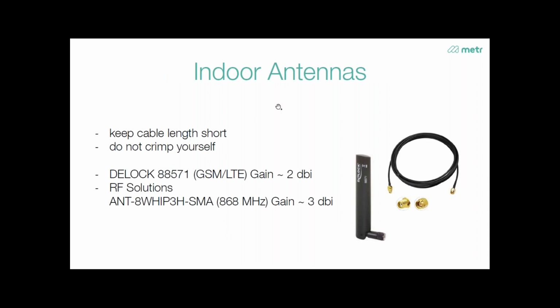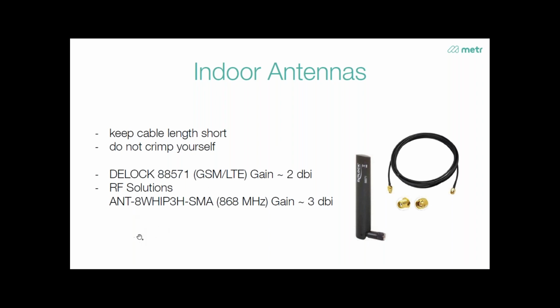So what we looked at was, first of all, we tried to use indoor antennas to get our connections straight. And one of the things we learned there, of course, is to keep your cable length short. It's quite obvious, because for every meter or centimeter you lose signal, right? Do not crimp the connections yourself, because you will never be as precise as a fabricator who's doing that professionally. So just avoid that.